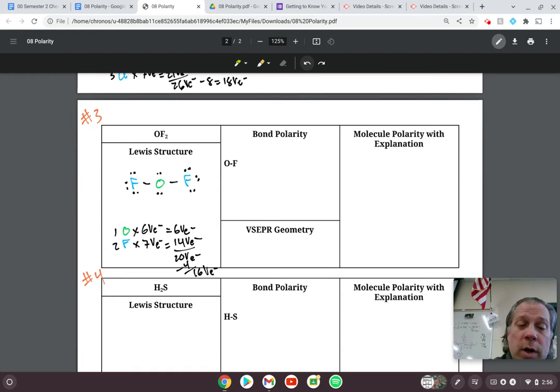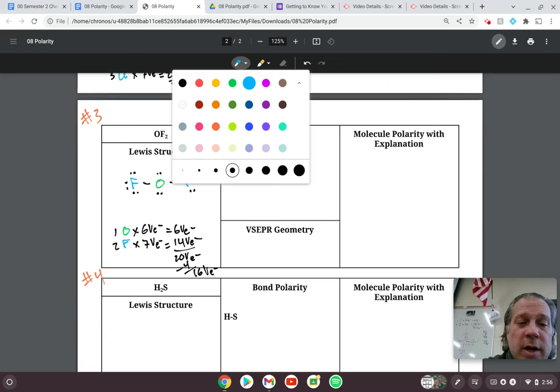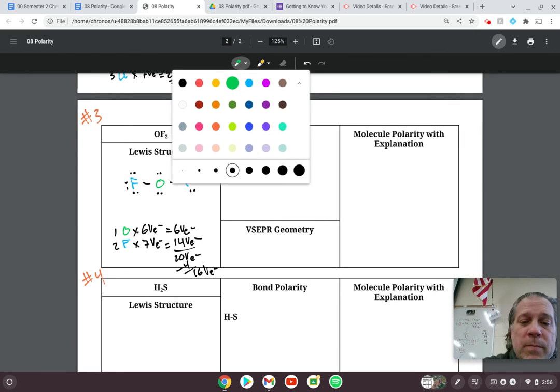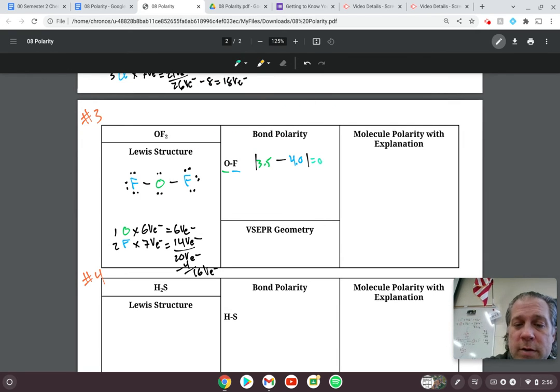Okay, so now we're going to go and calculate the bond polarity. So we have oxygen and we have fluorine. Fluorine has an electronegativity of 4.0. Oxygen has an electronegativity of 3.5. So 3.5 minus 4.0 is 0.5. So that makes this a polar bond.